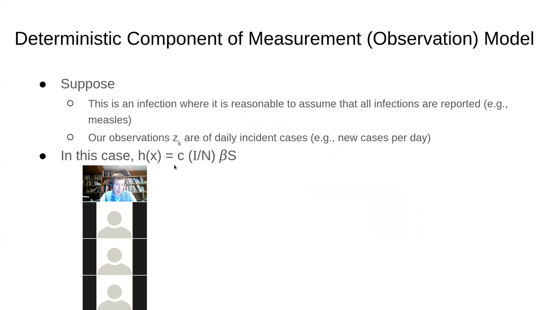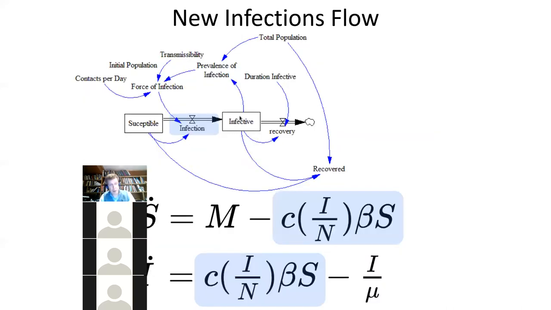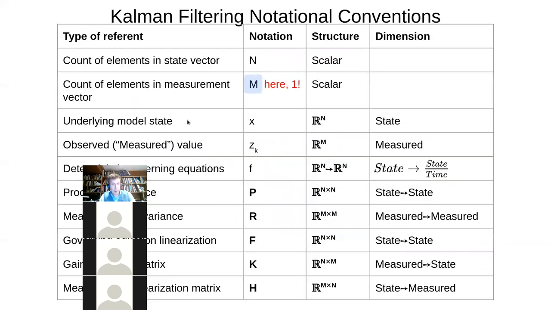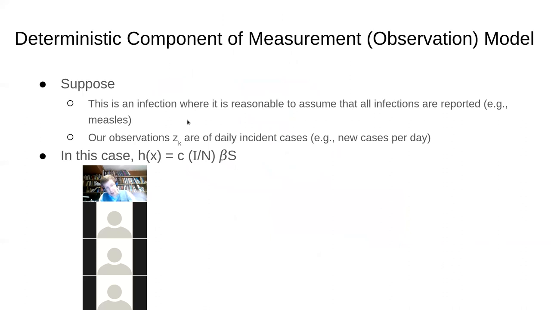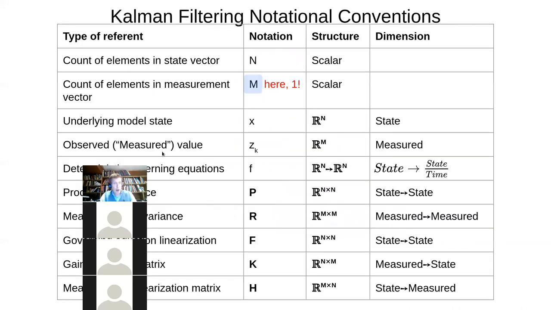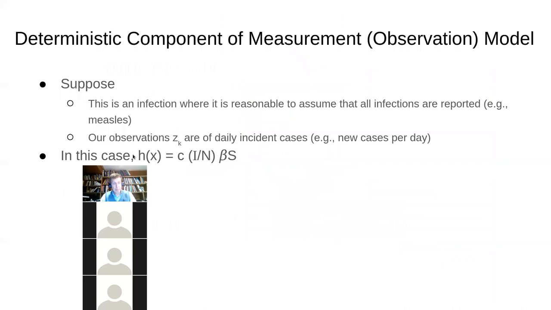But for now, we just said M equals one. We just have a single observation. We'll just make it this. But in general, we could have more. And they might be values of stocks of these state variables, these compartments, or they might be sums of them, or they might be divisions of them, or they might be flows between them. All of those will be taken into account by the equations H of X and its linearization capital H.